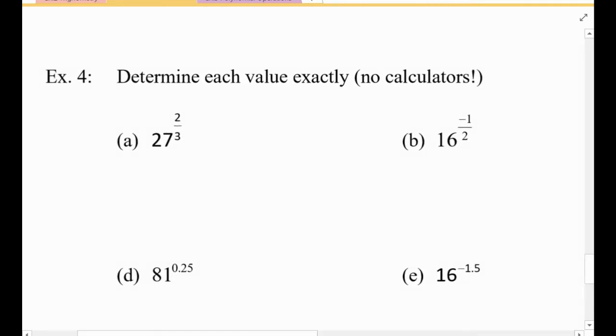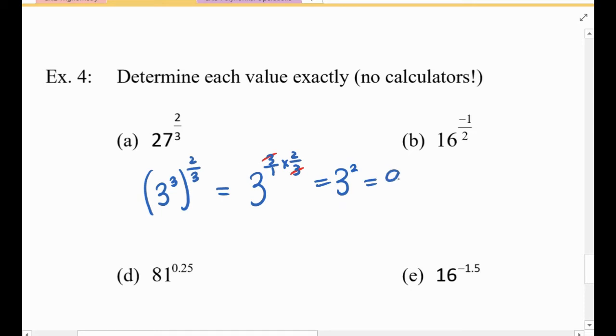Determine each value exactly. Okay, no calculator. All right. Then everyone, 27. 27 is 3 cubed, to the power of 2 over 3. Then 3 to the power of 3 over 1 times 2 over 3. Reduce it. It becomes 3 squared. That is 9.